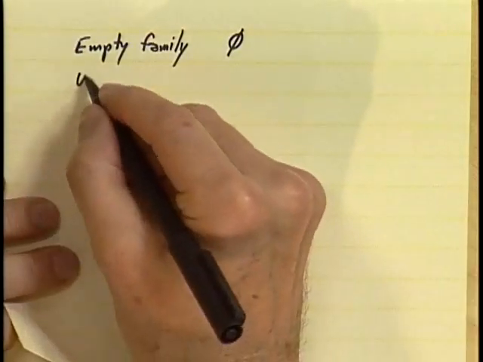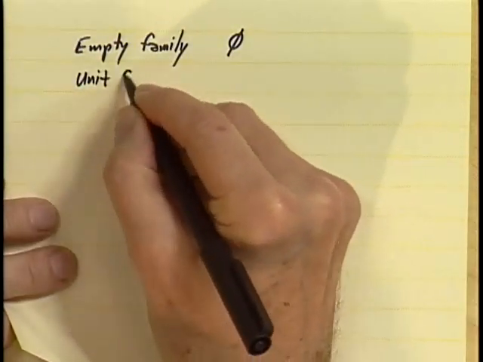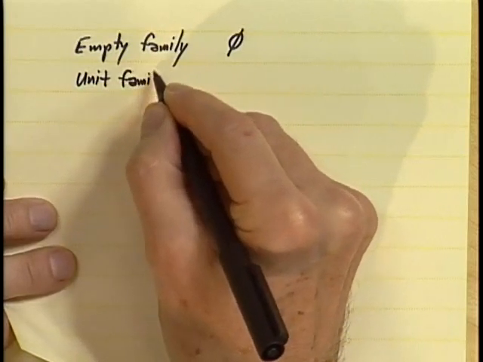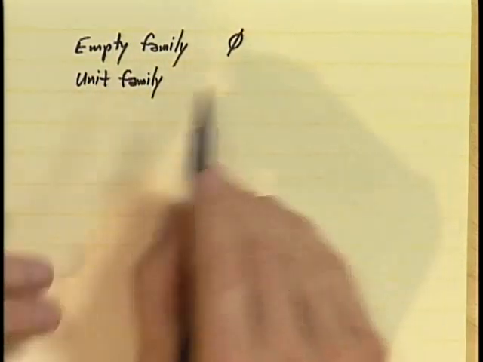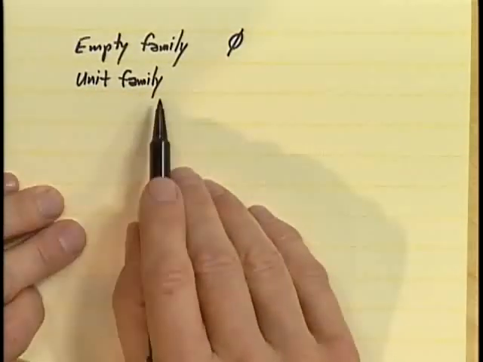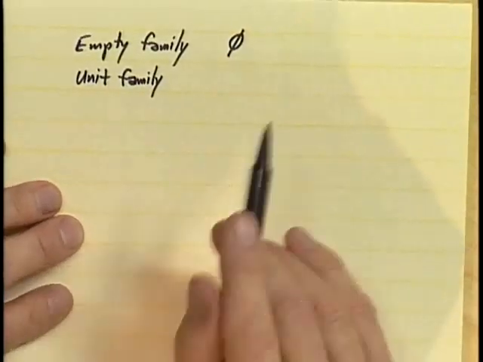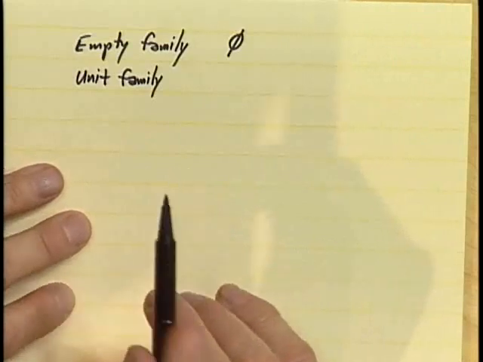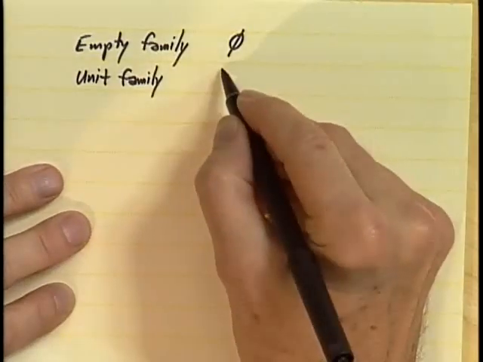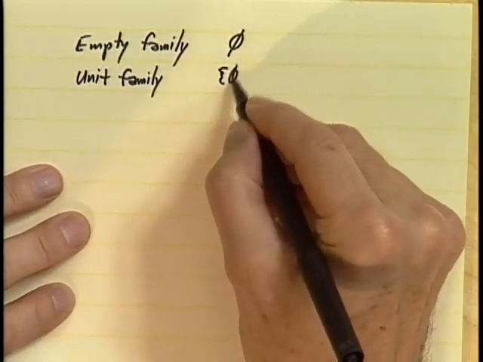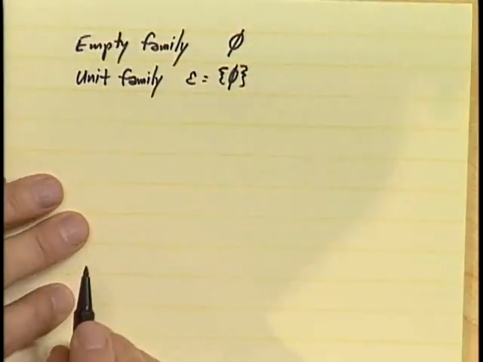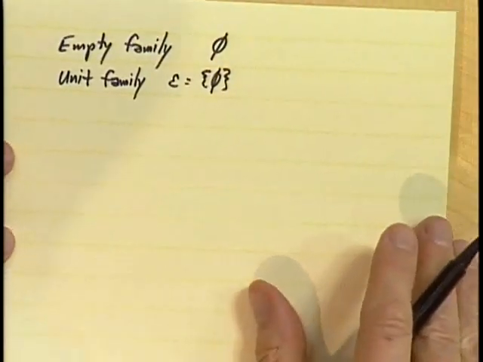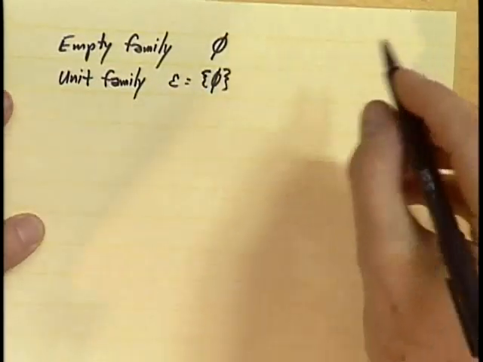Then there's the unit family, which is the next simplest family of sets. The empty family has no sets whatsoever. The unit family has one set, but that set is empty. So it's the set consisting of the empty set. Okay, so we write it this way, and then I need a notation for that, so I'm going to call that epsilon.